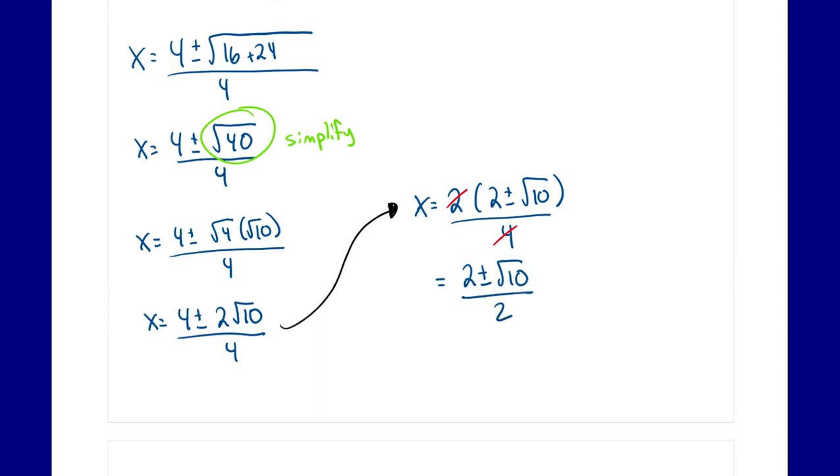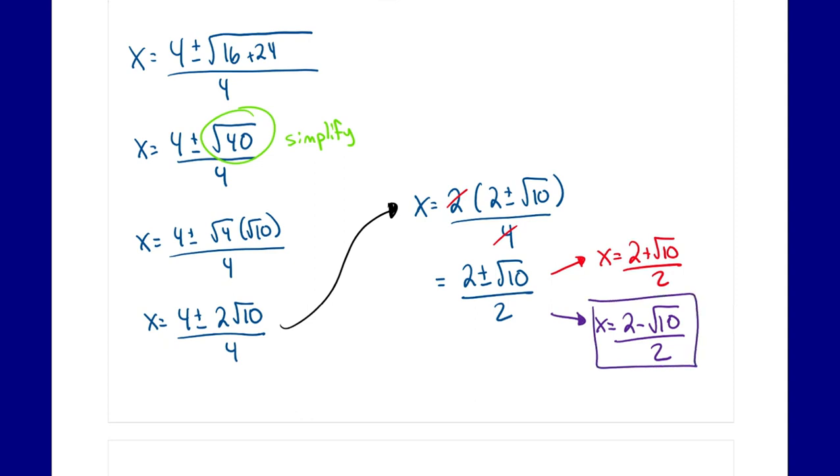Then we have two possible answers. x equals 2 plus root 10 divided by 2, and x equals 2 minus root 10 divided by 2. Again, because it's asking for exact values, we're going to leave it in this radical form. These would be our two solutions, or our two exact roots.